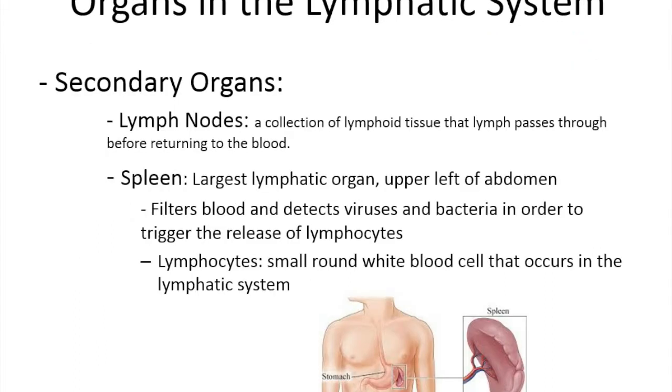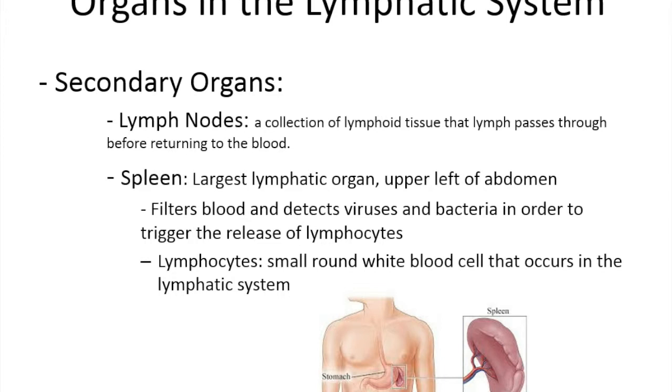Okay. So the secondary organs in the lymphatic system are the lymph nodes and the spleen. And lymph nodes are a collection of lymphoid tissue that lymph passes through before returning to the blood. So it's almost like a filter for lymph to make sure that it is okay to go back into your bloodstream. And sometimes when you get sick or a certain type of virus is attacking your body, your lymph nodes will swell up.